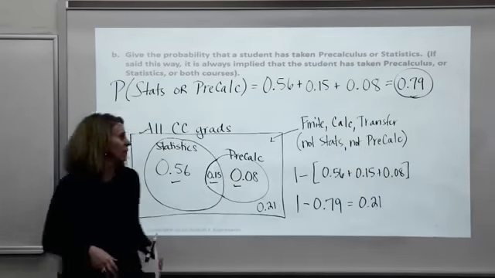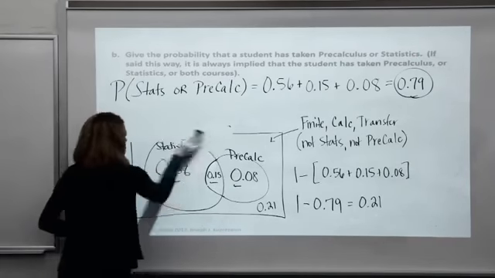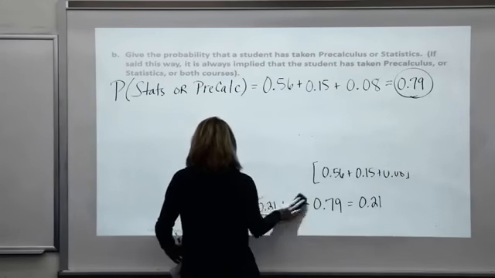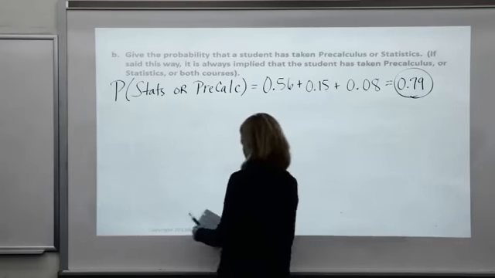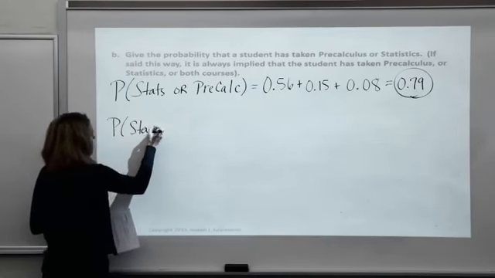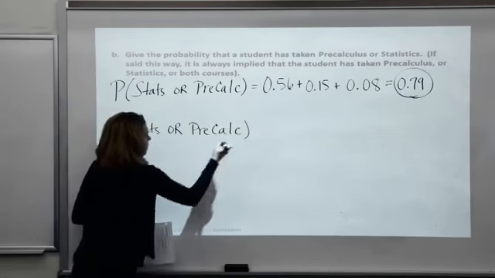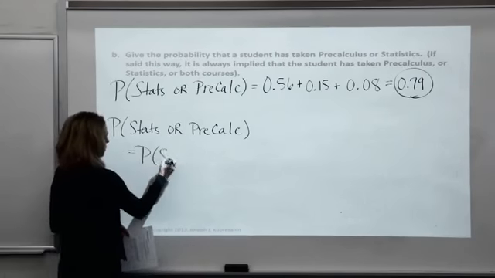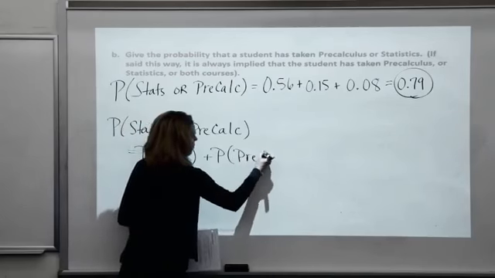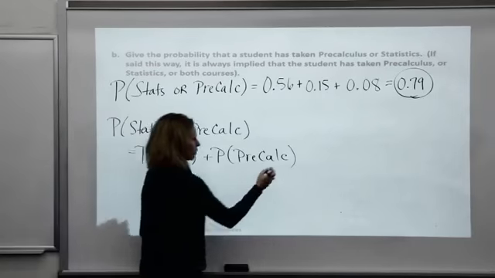Let me do this one over again, but this time I'm going to use that addition rule. So I'm going to erase the diagram. All right, that addition rule said this is the probability of taking stats plus the probability that a student took pre-calc. And then we have to subtract off the probability that a student took both.